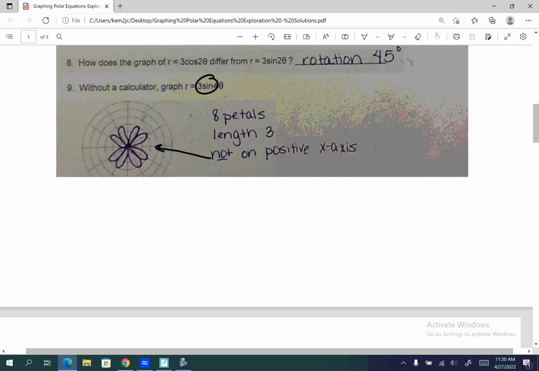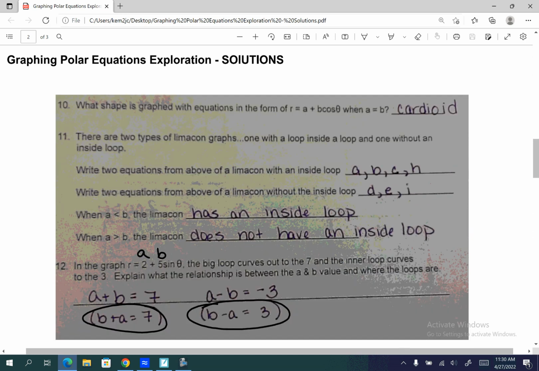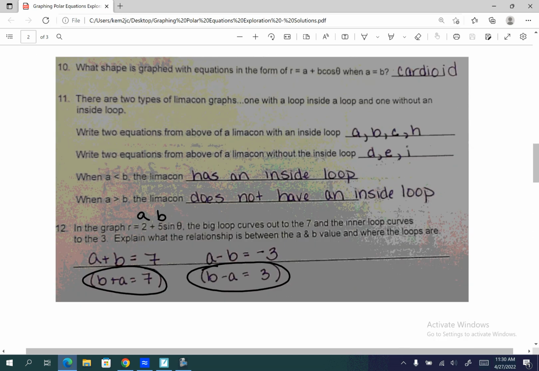Okay. All right, on the third page, I definitely did not think that you were going to name number 10 that. Called it a heart or a circle with a dent in it, whatever, that's fine. Okay, it's called a cardioid officially. A limacon is the group of these that can look different ways.